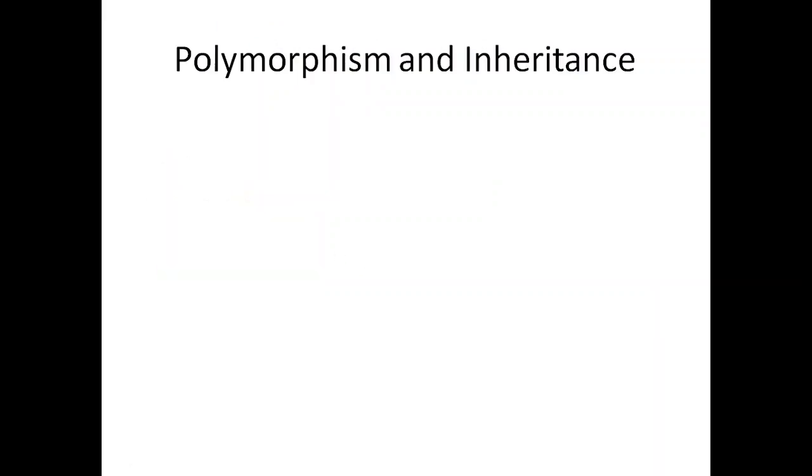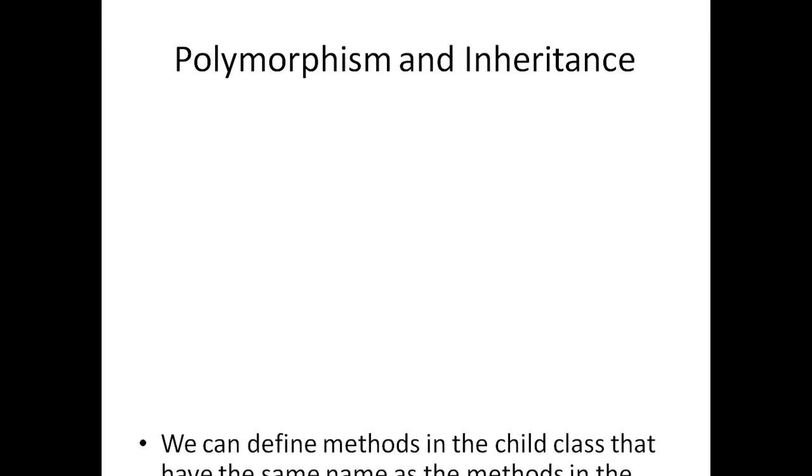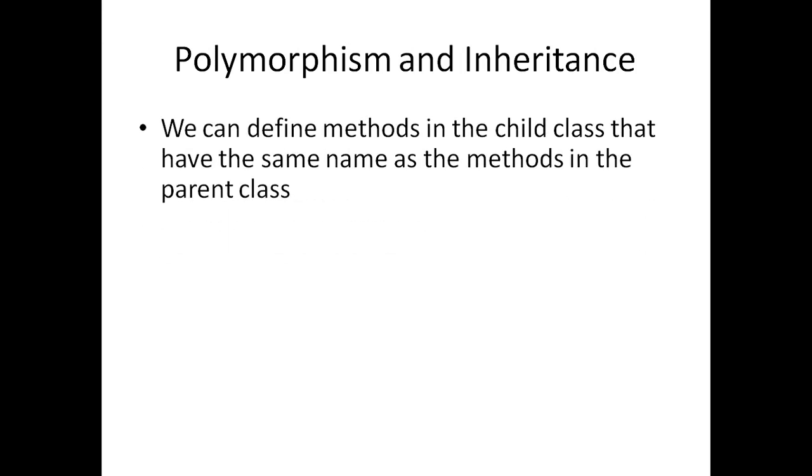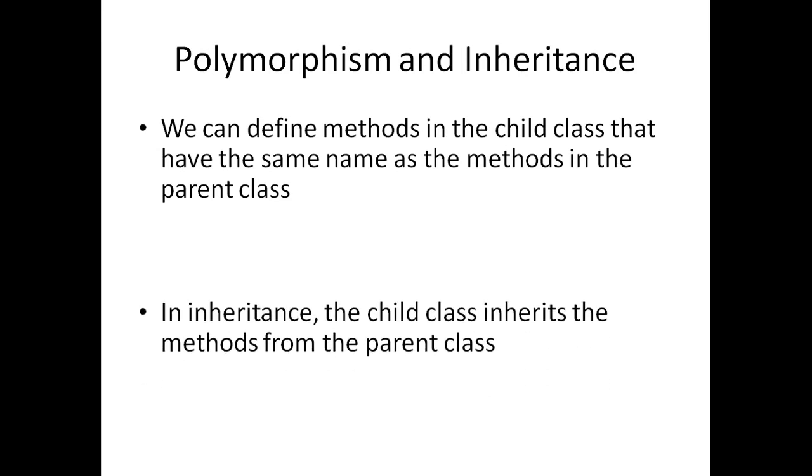Next, we will see polymorphism and inheritance. We have already seen we can define methods in the child class that have the same name as the methods in the parent class. We studied inheritance in the previous lecture, and in that lecture we used the same method name in the child class and parent class, and we have seen the examples also. We will see it once more.